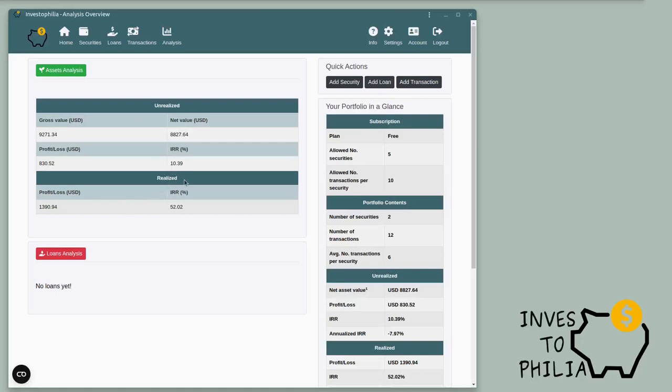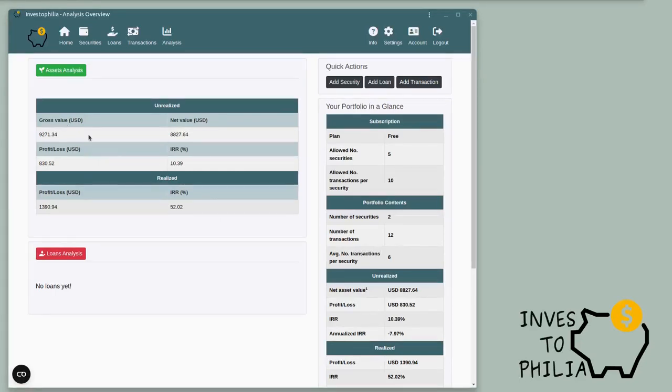The other category is the realized part of our assets, referring to the part that we have sold and transferred to cash. For our case, we have gained $1,300, and the IRR for the realized part is even higher, at 52%. The realized part you shouldn't underestimate because it shows your past performance in realizing your assets. You should always be careful to keep all these numbers positive, and as positive as possible.